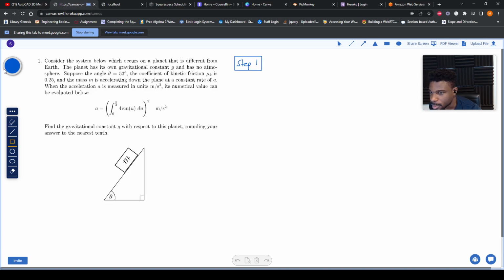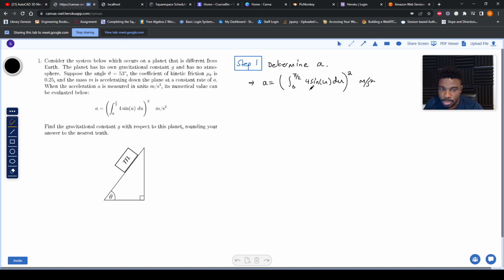Okay, so our first step is to determine a. All right, so do you remember how to take an integral? Yep. All right, so let's write out the integral for a. So a is equal to our integral from 0 to pi over 2 of 4 sine of u du, all of that squared, and this is in meters per second squared.